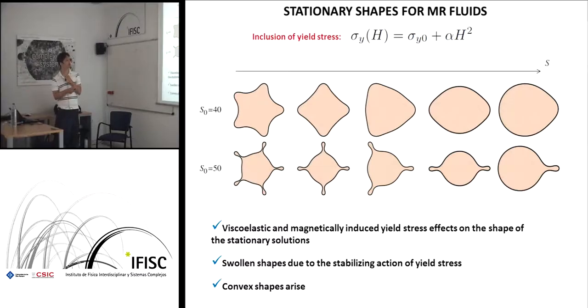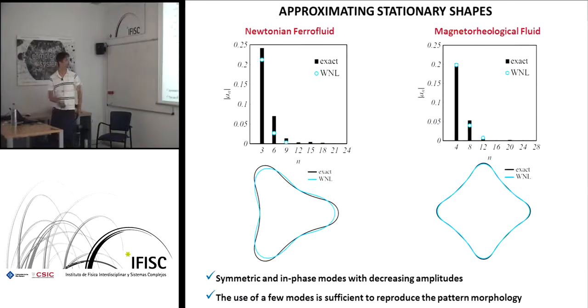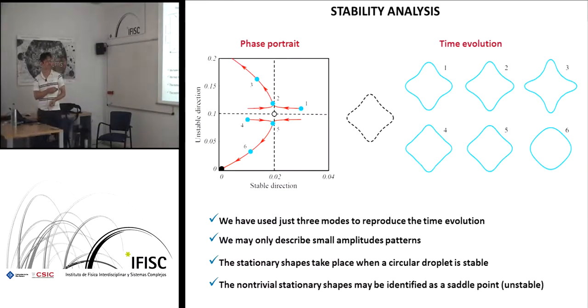All right, if you include the extra term for magneto-rheological fluids, you get different kinds of stationary solutions. And what we have seen is this is the Fourier power spectrum of the exact analytical solution. If we use a weakly nonlinear second order analysis and impose the stationary regime, we see that with only three Fourier modes, we are able to qualitatively reproduce this interface. So we map them into a perturbative stationary interface, and now we can analyze what happens to the dynamics of the system. So what happens is that these solutions are actually saddle points dynamically.